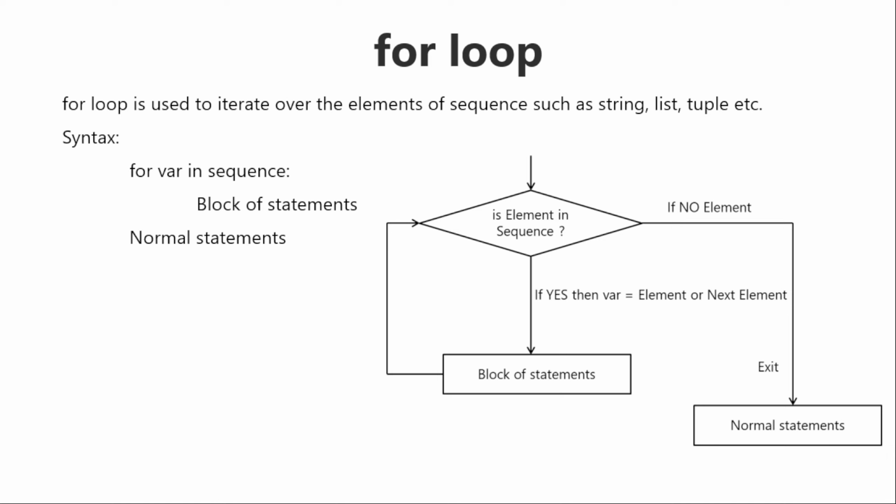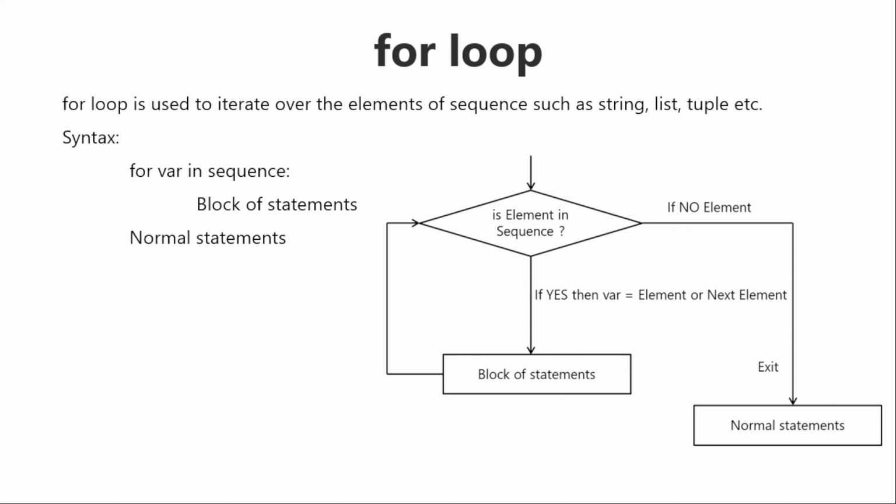So the flowchart is: element in sequence? If yes, then var is equal to the element, or next element. Then finally the block of statements. So if there is no element, then it will exit and print the final normal statements.